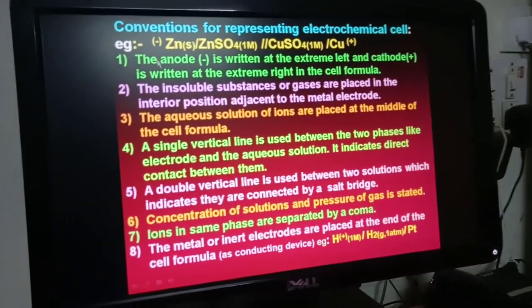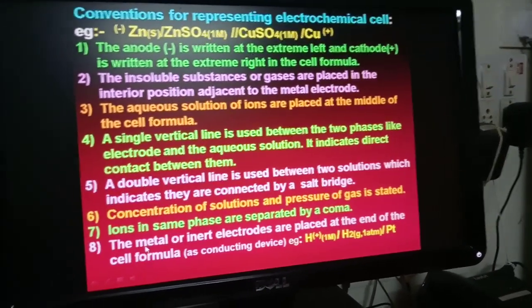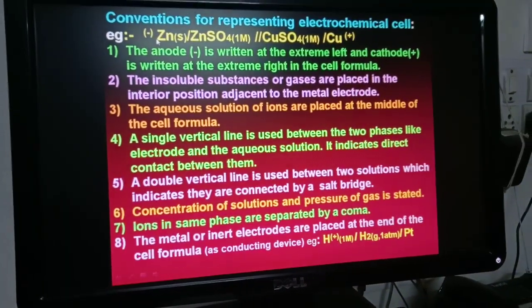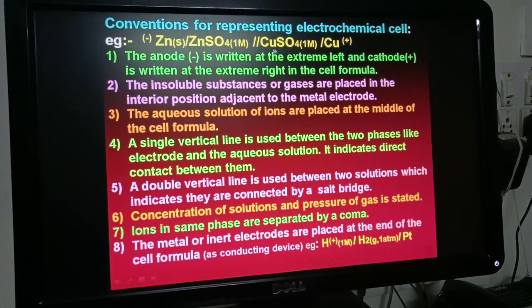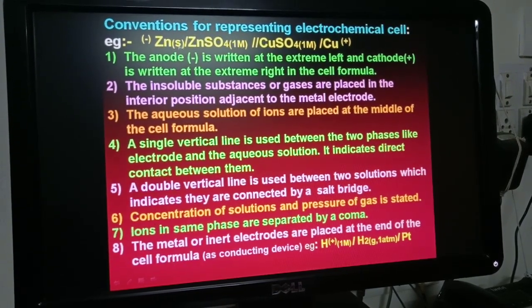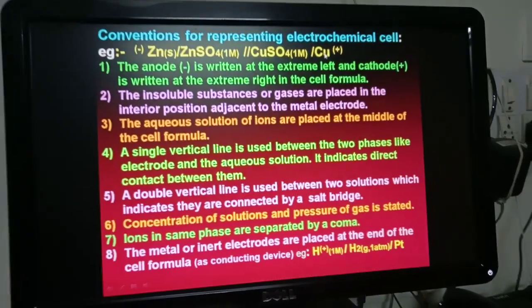Also, to understand how to read an electrochemical cell, we must know a few rules which are very important. So you need to learn the conventions for representing an electrochemical cell. Let us study those. Now, before going to the rules, let us see an example which has been put forth in the form of a cell formula over here.